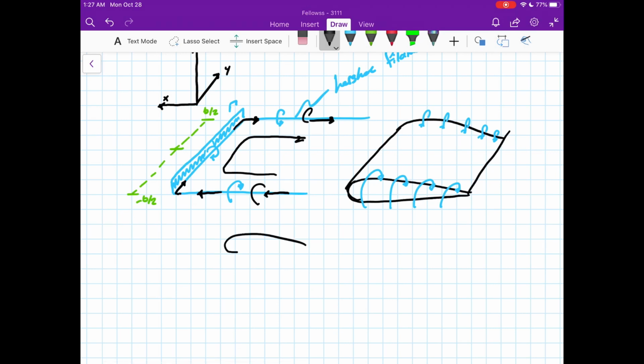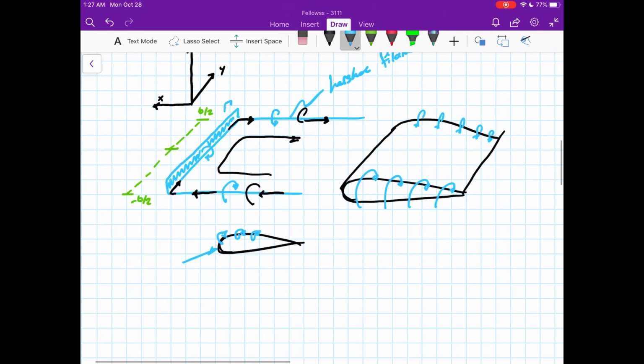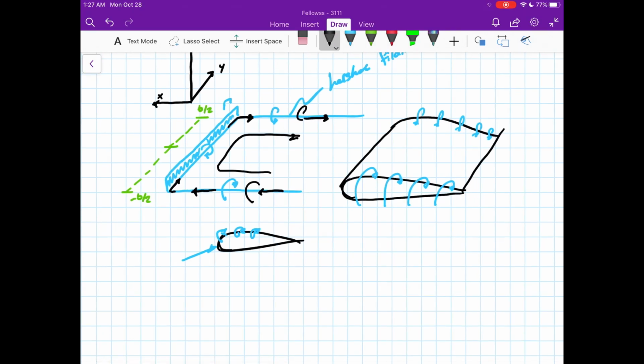Whenever we draw a vortex sheet, sometimes we like to approximate it using vortices. A vortex sheet, where we have a similar thing going on right here, right? So with those, I'll erase this because I don't like that drawing and it's messy. So this is just one horseshoe filament, right?